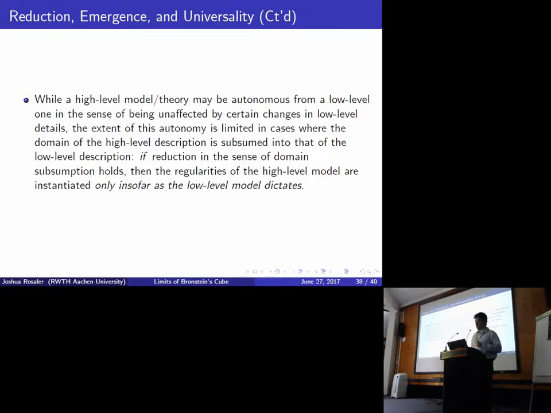While a high-level model or theory can be autonomous from a low-level theory, in the sense of being unaffected by certain changes in details of the low-level description, if reduction in the sense of domain subsumption holds, then the regularities of the high-level model are instantiated only insofar as the low-level model dictates. So there's still a sense in which, even when one has multiple realization or universality and a certain sense of autonomy, the low-level model, if the sense of reduction holds, still dictates or circumscribes the cases in which the high-level model offers an approximate description of the system itself. So there's a sense of autonomy that's compatible with subsumption or reduction.